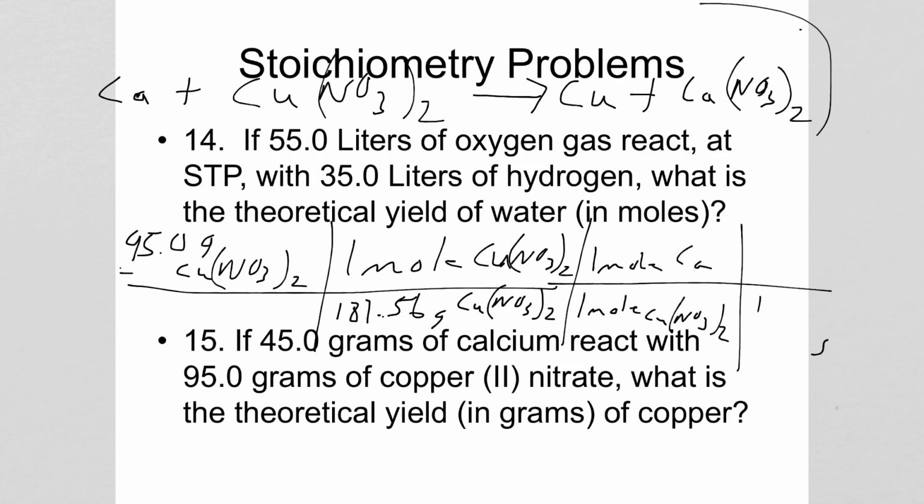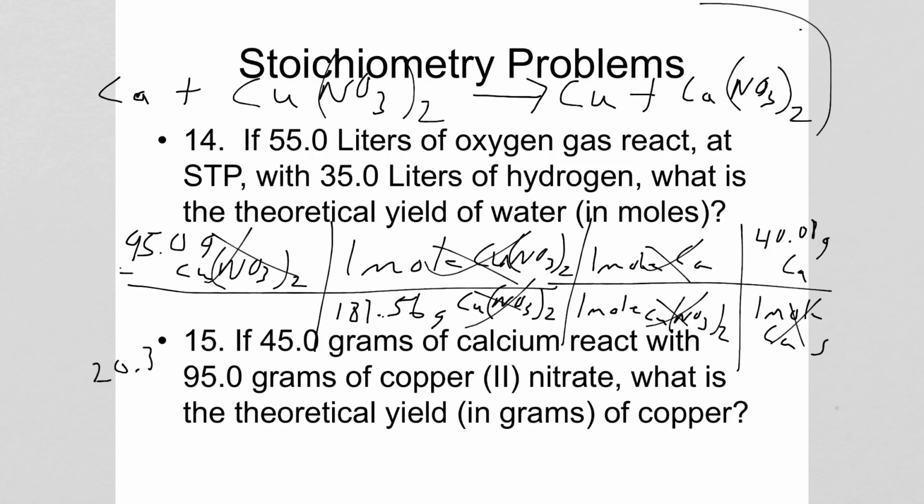And then finally, convert from moles of calcium to grams of calcium. And the molar mass of calcium is 40.08. So notice everything has canceled except for grams of calcium. We do the math, and we end up with an answer of 20.3 grams of calcium. Well, that means for the 95 grams of copper 2 nitrate, we need 20.3 grams of calcium for them to be in stoichiometric proportions. But the problem tells us that we actually started with 45 grams of calcium.